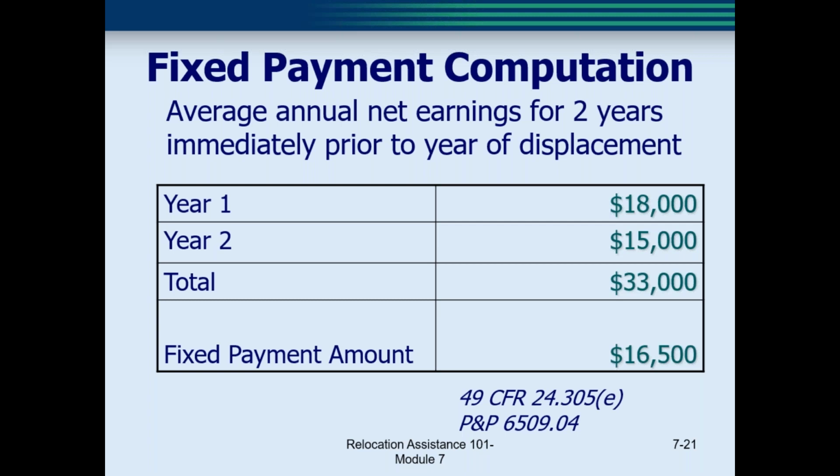The average of the 2 years, you're going to add the 18,000 and the 15,000, divide by 2. The average is 16,500. So that is the fixed payment amount. And remember that it's capped at 40,000. So if this business had a higher net earnings, they could have a fixed payment up as high as 40,000, but it doesn't go over 40,000.